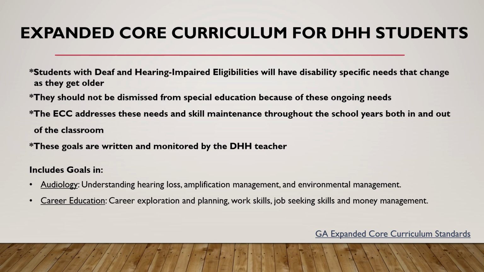These include several different types of goals. The first are audiology goals. This includes understanding their hearing loss, being able to explain it, being able to navigate the environment in relation to their hearing. Career education, this becomes especially important as we start looking at older students and transition to adulthood. Planning work skills, job seeking skills, money management, things that they will need special help with as they grow older.